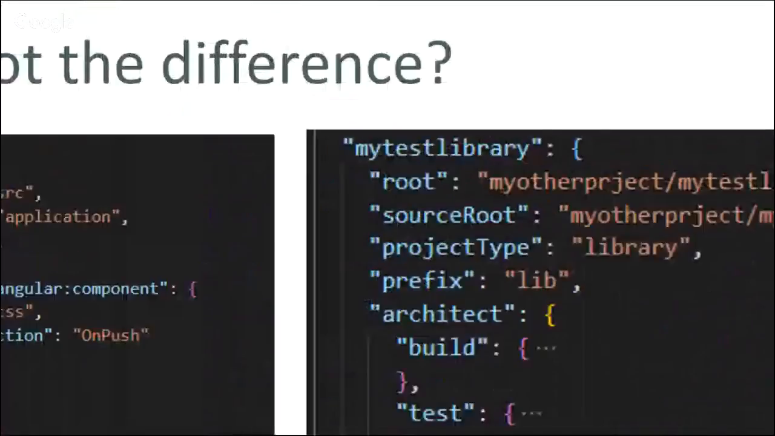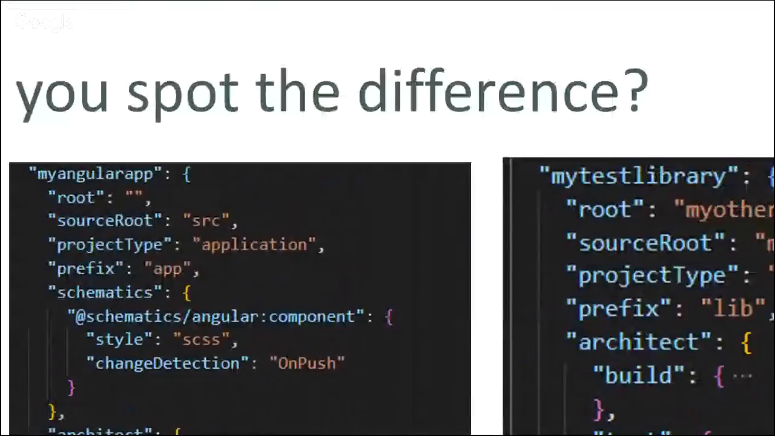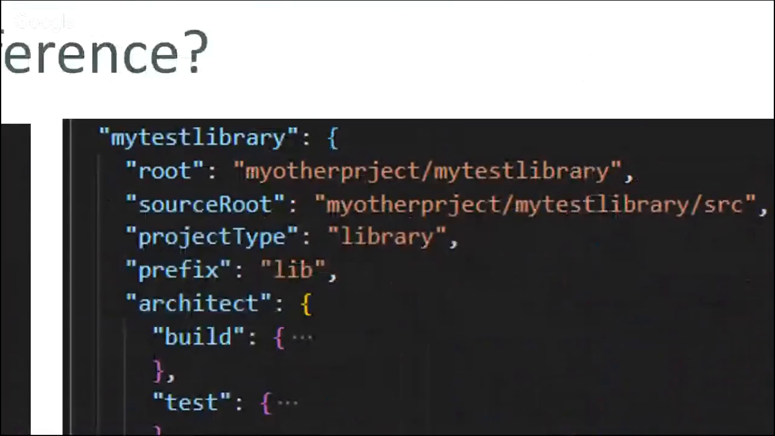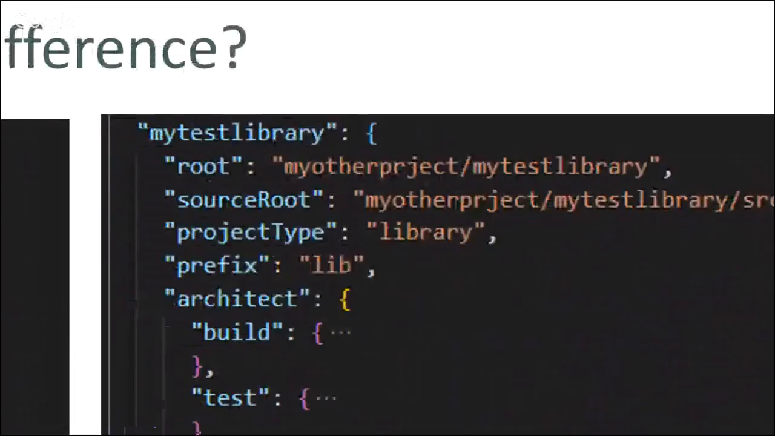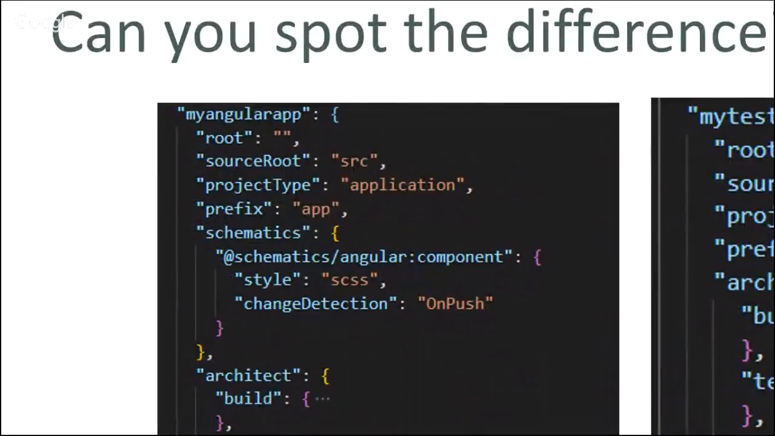When the root is empty, yes, but then it's not empty for the library. That's right, that's almost everything. But yeah, the root here is empty because this is the root application that was created with Angular. This is the default application. So that's where you have the root section. And then the source root is the source. Then this has a different schematic applied to it. It has a style type of SCSS, which is a preprocessor for CSS, and it's using the OnPush change detection strategy.